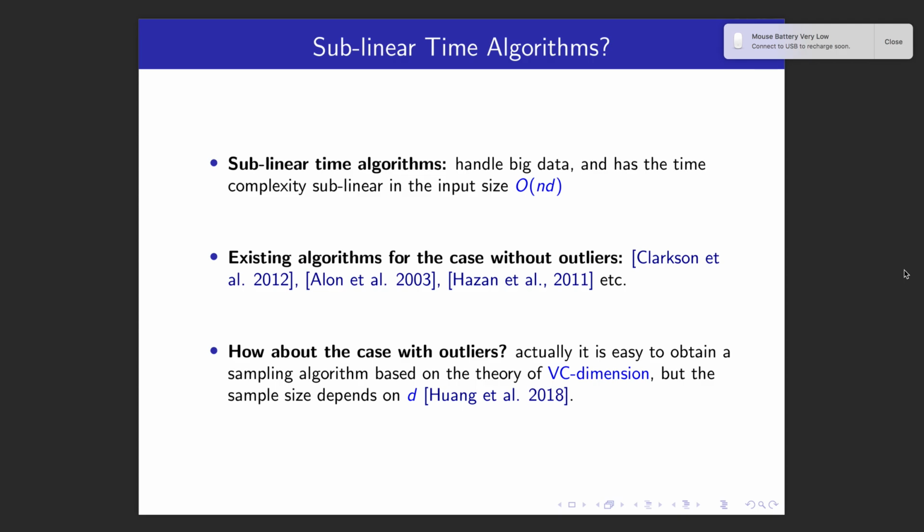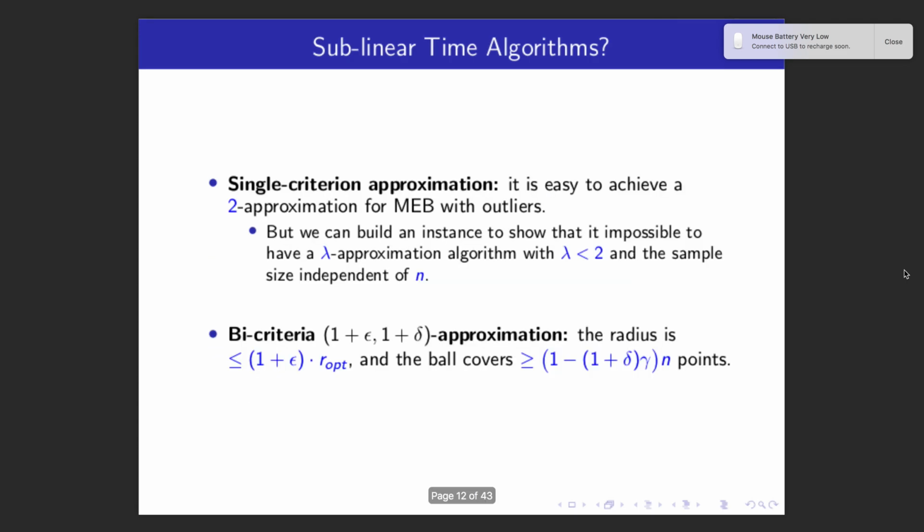Actually, it's easy to obtain a sampling algorithm based on the theory of VC dimension. But if we use this approach, the sample size will depend on the dimensionality. Because we consider the high-dimensional case, the dimensionality d could be very high. So in this paper, we also design sampling algorithms for solving those problems. But our sample size is independent of the dimensionality. So this is a key difference.